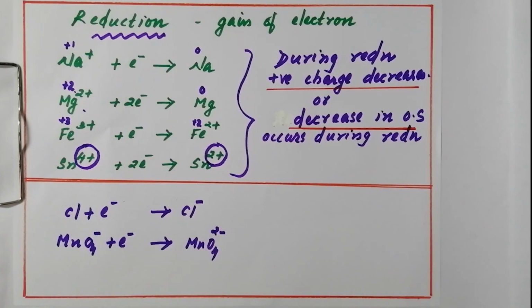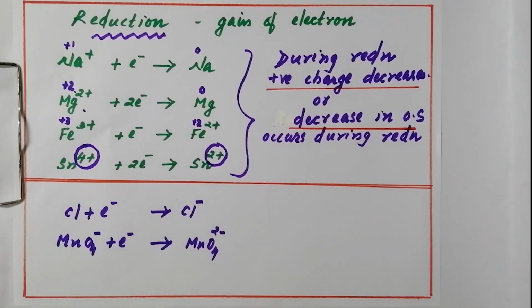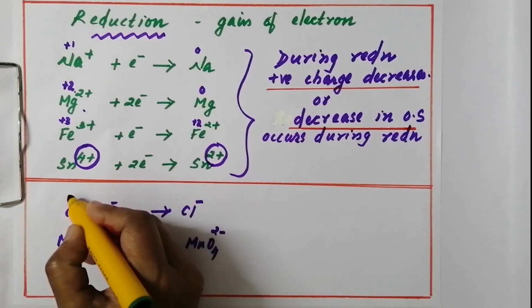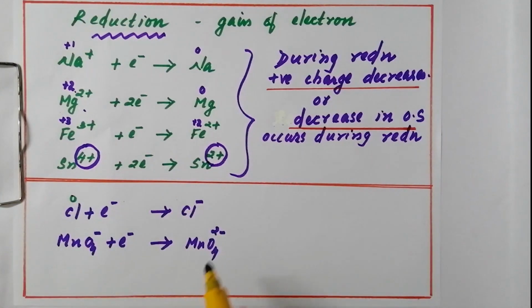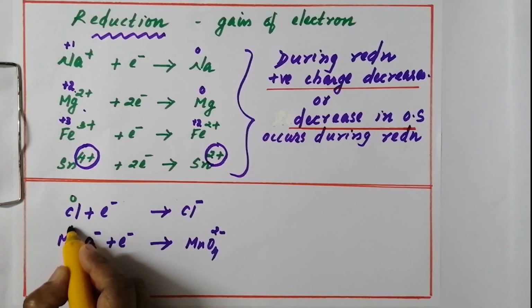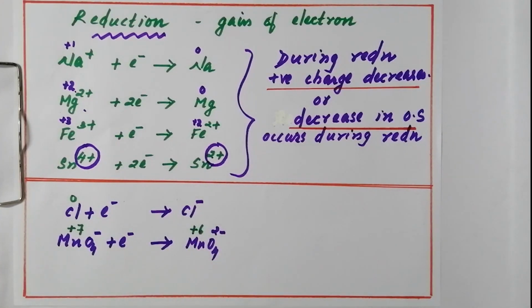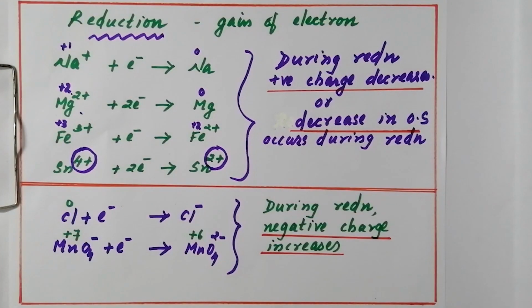In these examples also we can see that these are also examples of reduction and the oxidation number decreases in this reaction. So here chlorine is having 0 oxidation state. It is decreased from 0 to -1, and the oxidation state of manganese is decreased from +7 to +6 in this reaction, and we can see that there is an increase in the negative charge during reduction. We can see that during reduction, the negative charge increases. The reduction is the gain of electron. So when electron is added, the negative charge increases.